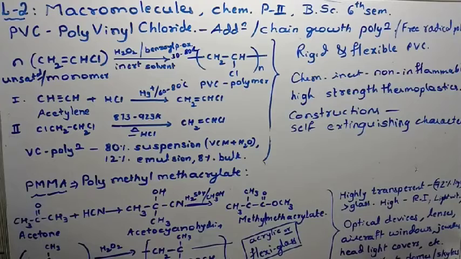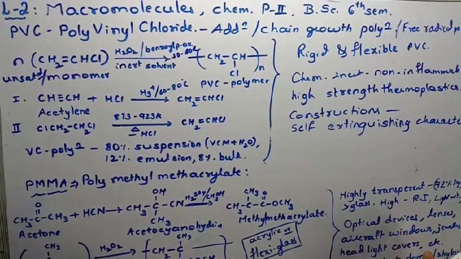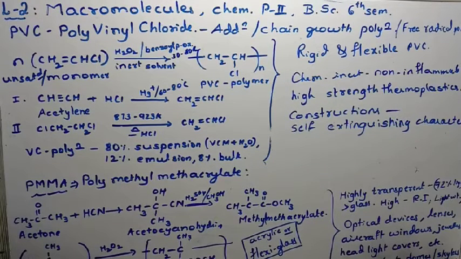Under addition polymerization reaction, already you have studied two examples: one is polyethylene and the second one is polystyrene. In both cases you have seen where the monomers are added with one another. During the polymerization reaction there is a successive addition of monomers through the unsaturated valencies, thereby getting polymers, that means macromolecules.